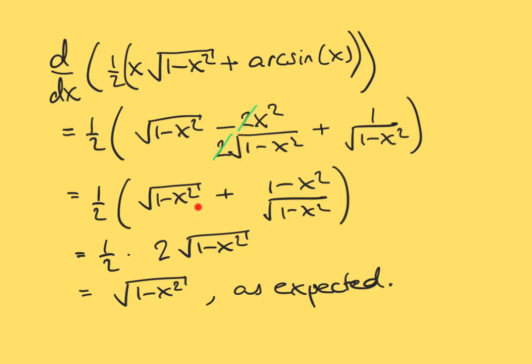So we have the square root of 1 minus x squared plus the square root of 1 minus x squared. So that's 2 times the square root of 1 minus x squared. And again, the half and the 2 cancel, and we are left with the initial integrand as we expected. So we see that the result for the indefinite integral was correct. With that, I'll stop this video.